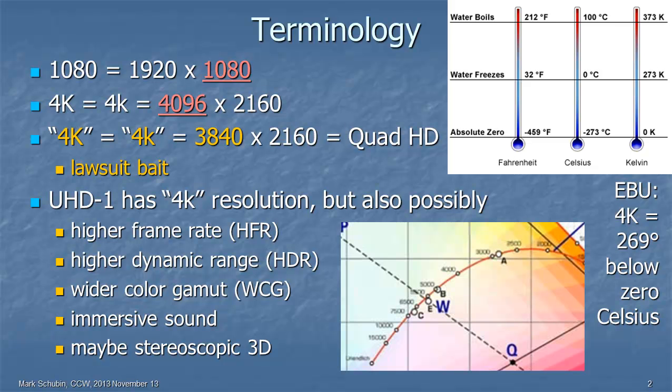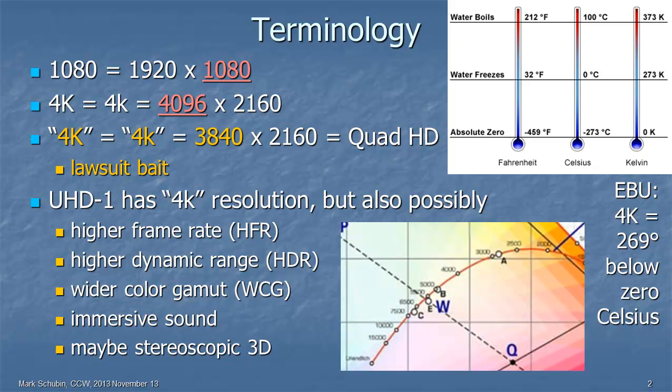Now, 4K sounds like 4000 or 4096, but in fact, much of the so-called 4K equipment that's at the show here and that people are selling is 3840 by 2160, which is 4 times HDTV. So twice HDTV vertically, twice HDTV horizontally, which is lawsuit bait. If you buy a TV that says 4K, you take it home, you discover it's only 3840, you don't like it anymore, you sue the manufacturer.